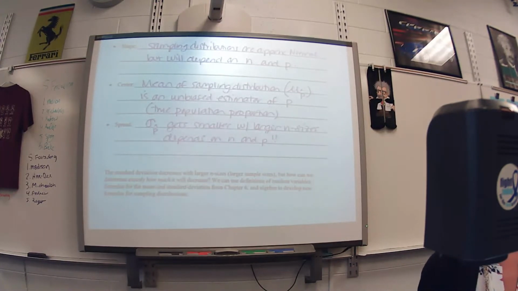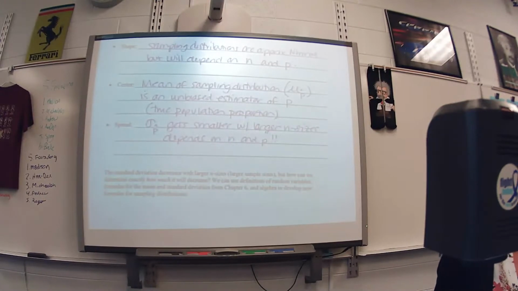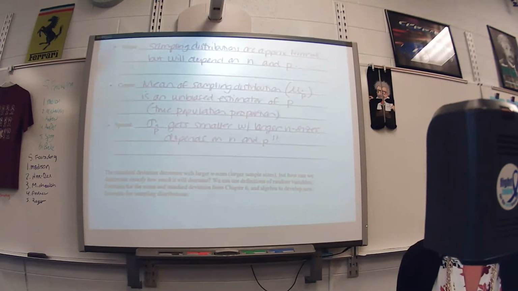But how would we know exactly how much? When we look at those numbers on the other page, you can see the standard deviations got smaller as the n sizes get bigger. But do we just leave it at that, or can we actually quantify it and say how much? The answer is we can quantify it. We're going to go through an algebraic proof to develop a couple of new formulas. You ready? I know you guys love algebra. I do. I like algebra.